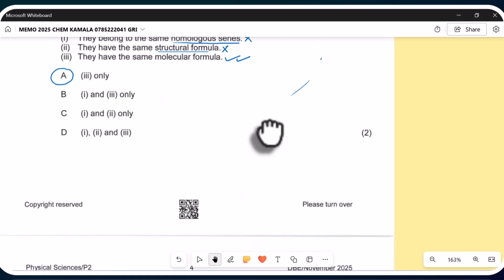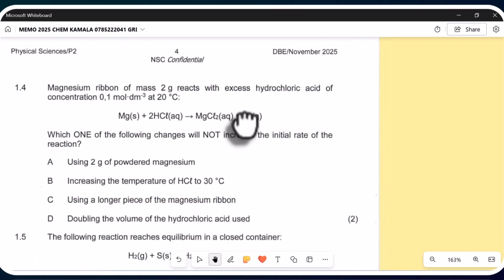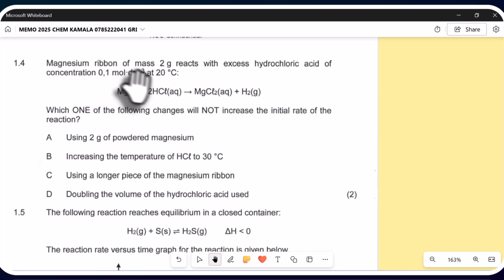1.4. They say magnesium ribbon of mass 2 grams reacts with excess hydrochloric acid of concentration 0.1 mole per decimeter cubed at 20 degrees Celsius. So here we have the magnesium solid, Mg. They say the excess HCl, right? So we have Mg solid here and then HCl, and they're giving us the HCl concentration, 0.1. Then we are getting Mg chloride and hydrogen gas.